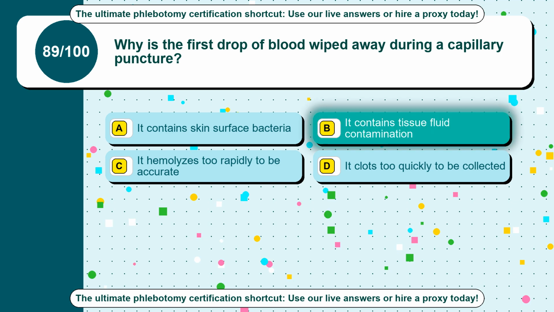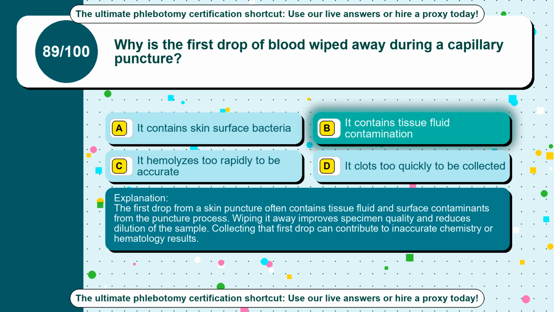It contains tissue fluid contamination. The first drop from a skin puncture often contains tissue fluid and surface contaminants from the puncture process. Wiping it away improves specimen quality and reduces dilution of the sample. Collecting that first drop can contribute to inaccurate chemistry or hematology results.